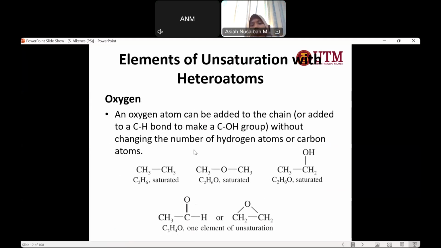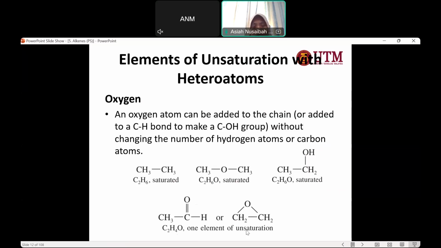Then we have oxygen. If you have oxygen, what do we do? What is the influence on the number of elements of unsaturation? Let's say we have an oxygen. An oxygen atom can be added to the chain or added to a C-H bond to make a C-O-H group, without changing the number of hydrogen atoms or carbon atoms.